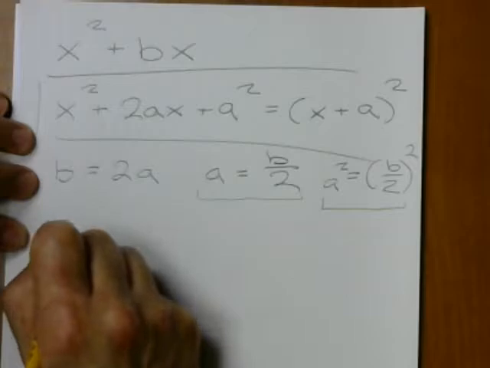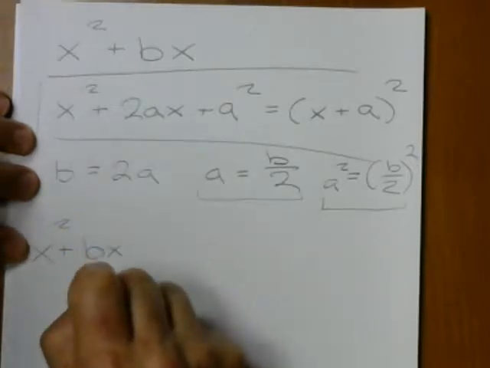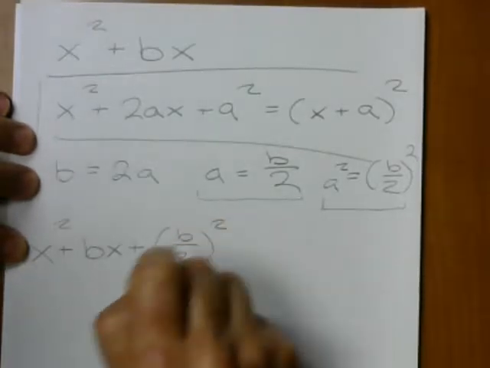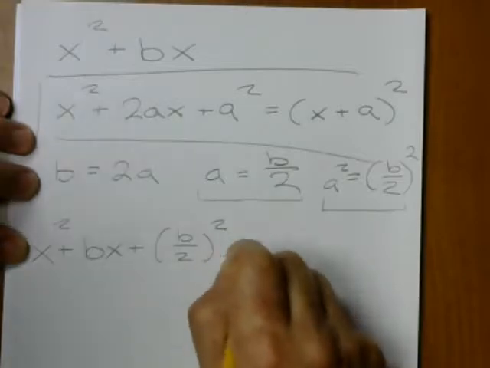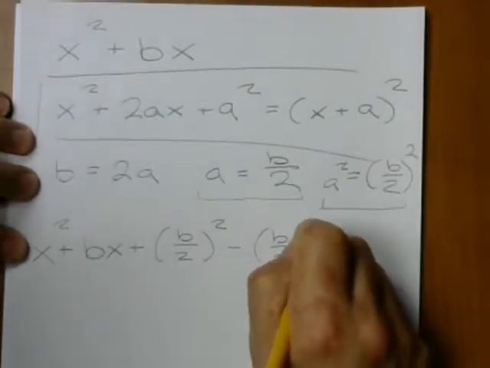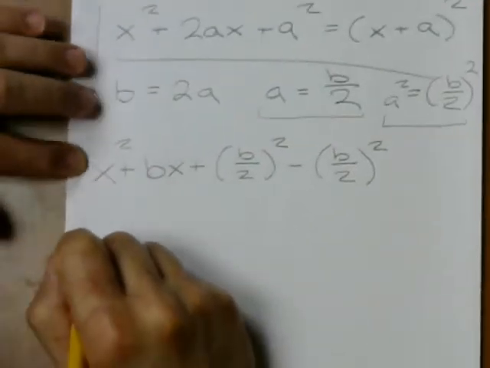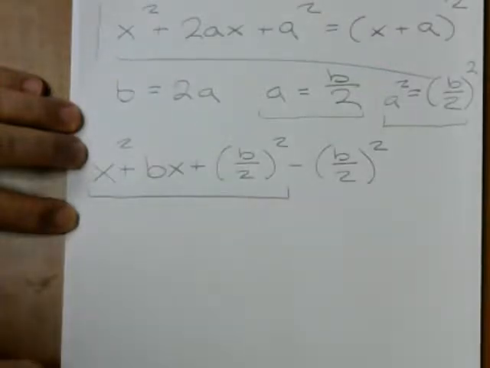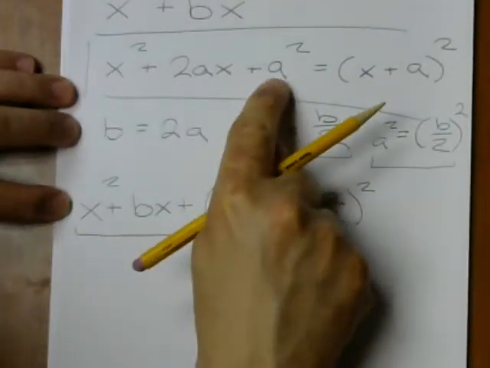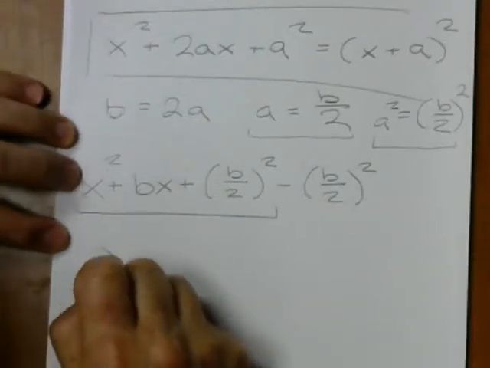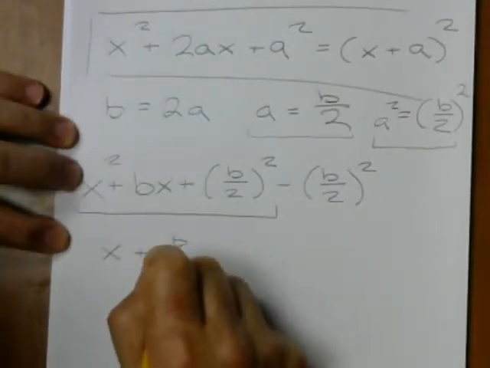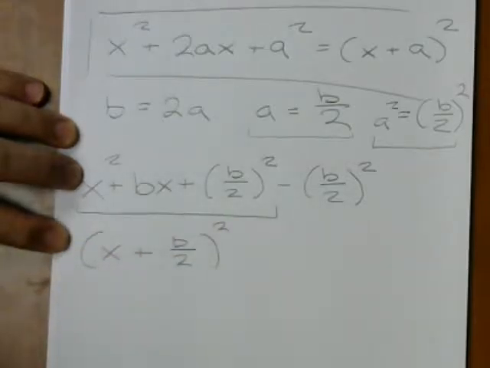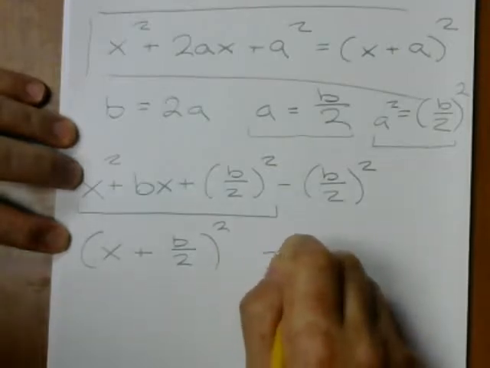Okay, so let's try that. I would have x squared plus bx plus, the thing I'm adding is b over 2 squared, but I can't just add it. I also have to subtract it. And then what could I do? Well, I'm looking at these three terms, and I know they are of this form, so I could rewrite this as x plus a, which is b over 2, squared. Don't I still have a term here? Sure.